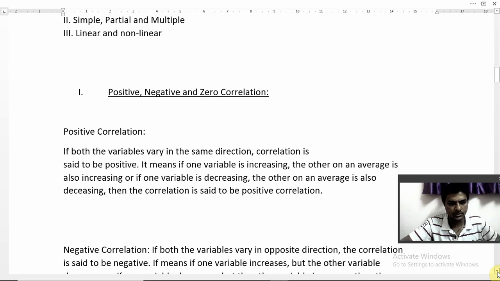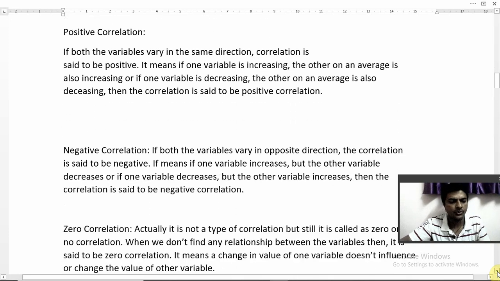Suppose the positive correlation is there, so what it says: if both the variables vary in the same direction. Yes, very very important. Suppose you have studied hard and you have practiced the problems, definitely you get a good result, which means it is a positive correlation. It means if one variable is increasing, the other one, on average, is also increasing. If one variable is decreasing, the other, on average, is also decreasing, then the correlation is said to be positive.